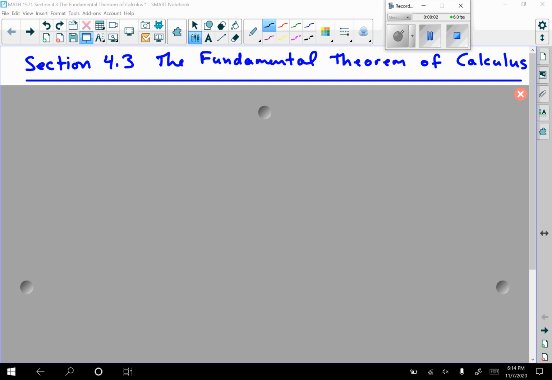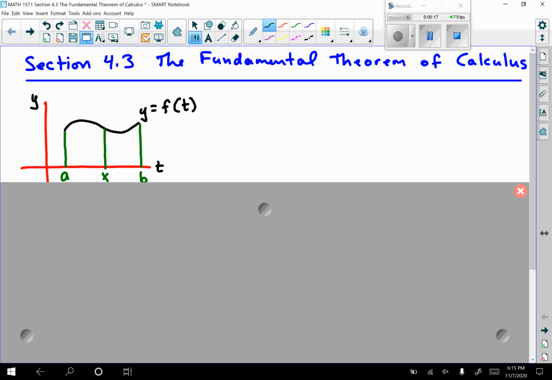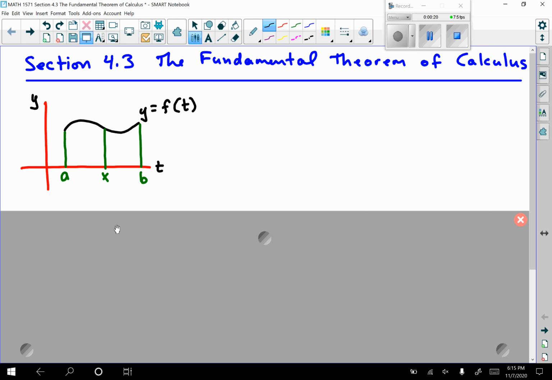Section 4.3, we're going to still talk about the fundamental theorem of calculus. Now, I already introduced you to part 2 of this theorem. We're going to take a look at part 1. And it ties back into graphing and seeing the area under a curve. So go ahead and pause the video and just copy this down for right now.